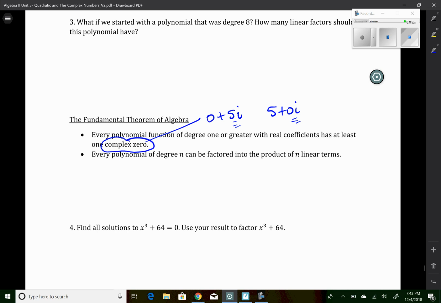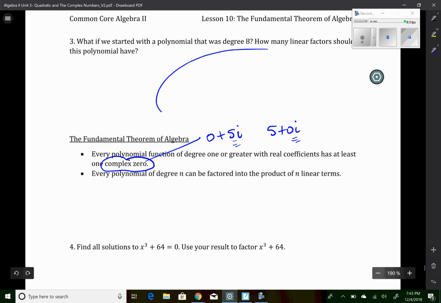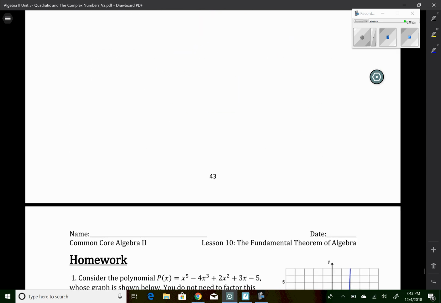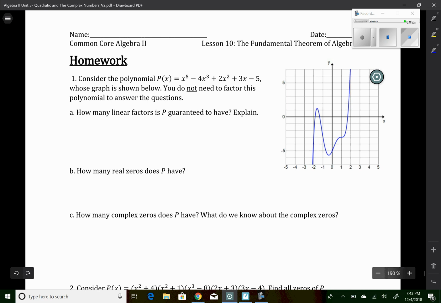The bigger reason why all of that works is complex numbers is like the big circle that encompasses everything. So complex numbers is here. Inside complex numbers, you have the real numbers. So all real numbers are really complex numbers. Inside the real, you have rational and irrational, and you can go with that. Okay, complex numbers have both real and imaginary parts. So imaginary numbers are kind of its own little bubble within the complex number bubble. Okay. So with that said, let's take a look at our homework.